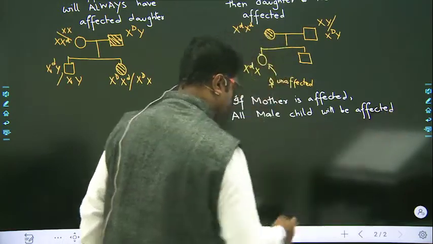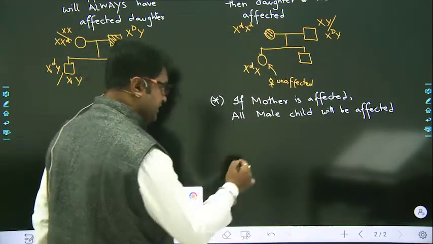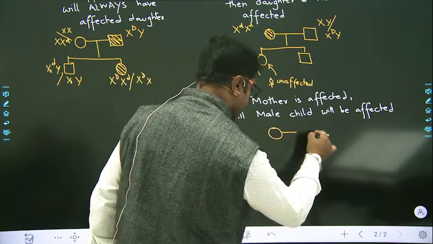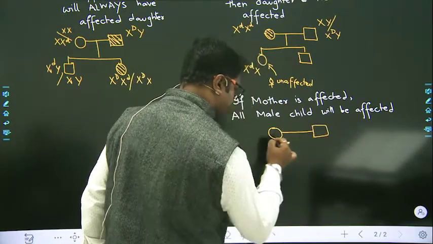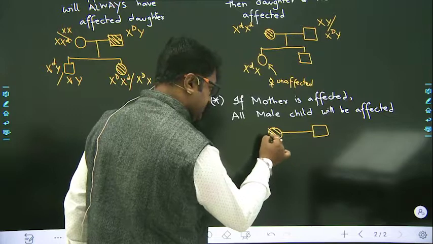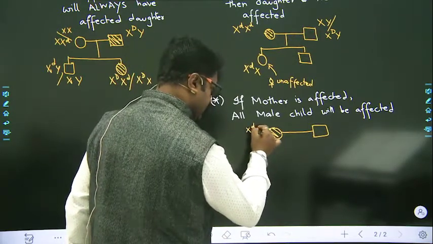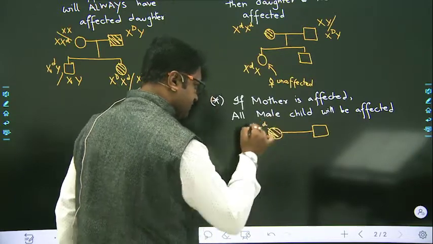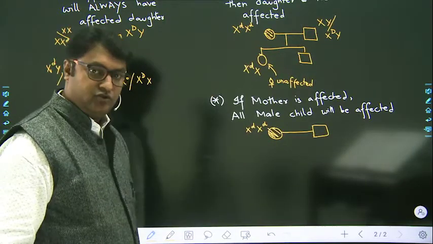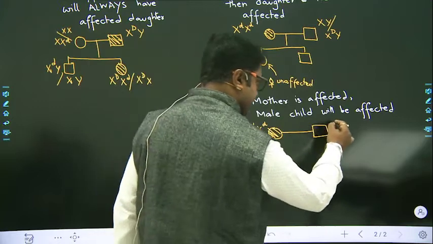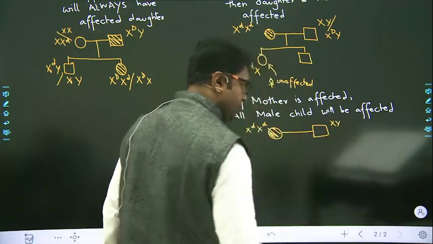Affected. And to begin the understanding of this, this is the mother and this is the father, and as per the statement, the mother is affected. So if the mother is affected, then both the recessive genes will be present together on the X chromosomes, whereas the father will be normal.